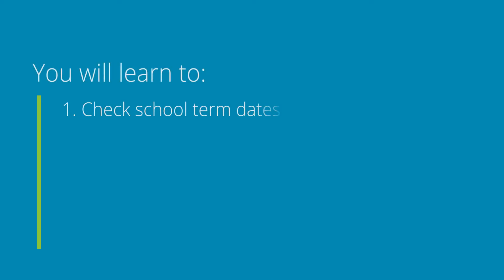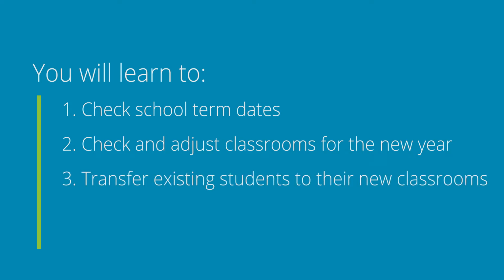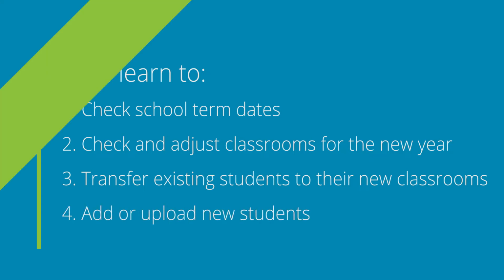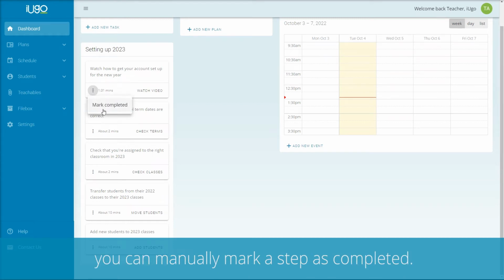In this iUgo tutorial, you will learn to check school term dates, check and adjust classrooms for the new year, transfer existing students to their new classrooms, add or upload new students. By clicking on the three dots, you can manually mark a step as completed.